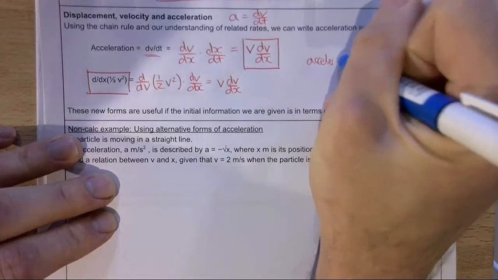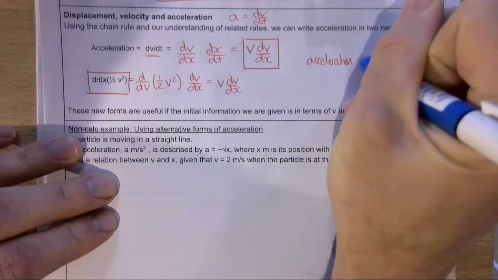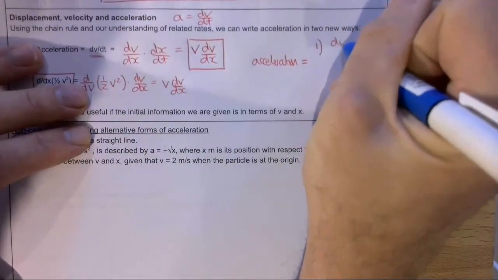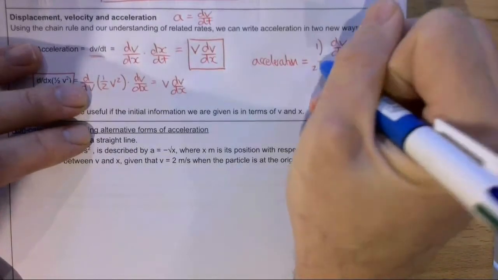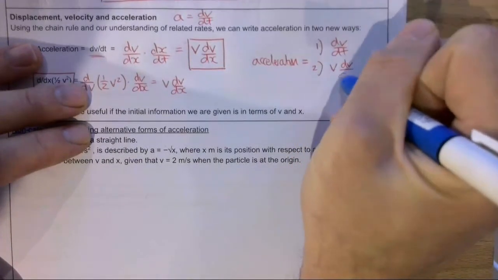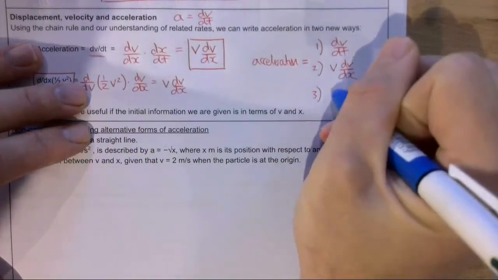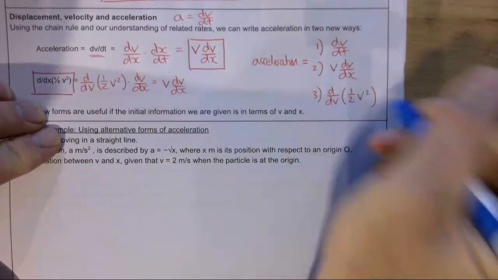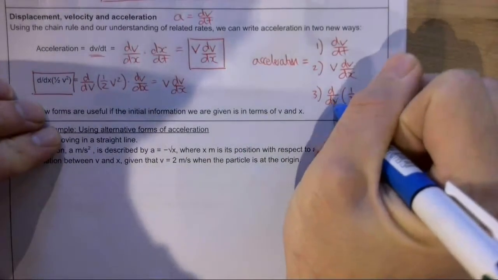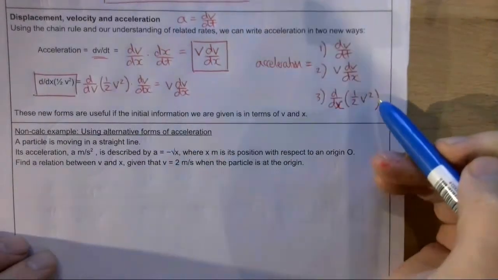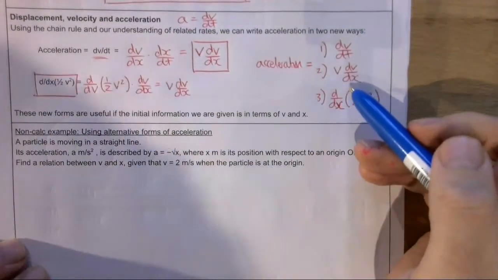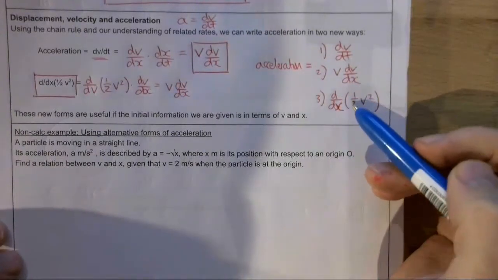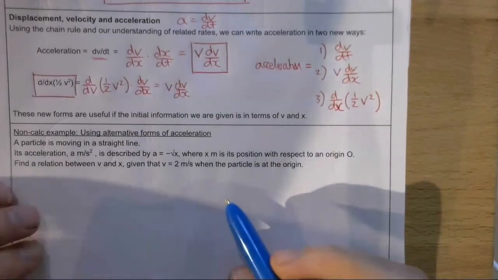So acceleration equals, and we've got three methods: 1, dv by dt; 2, v dv by dx; and 3, the derivative of a half v squared with respect to x. So here I now have 3 different ways of calculating the acceleration depending on what information I've been given.